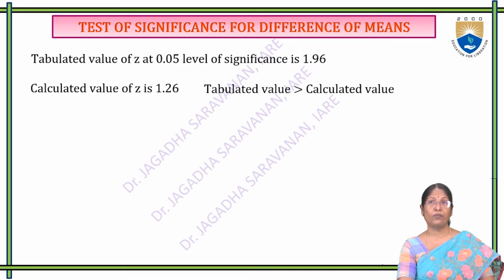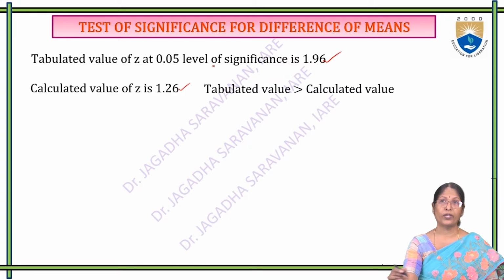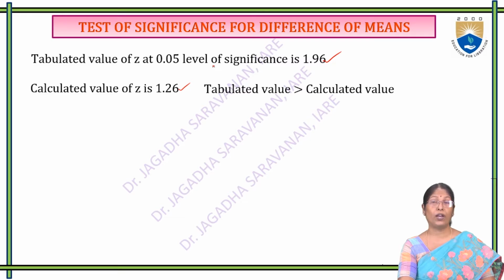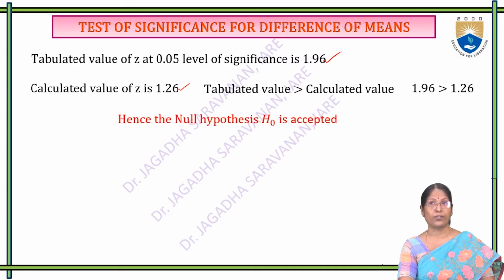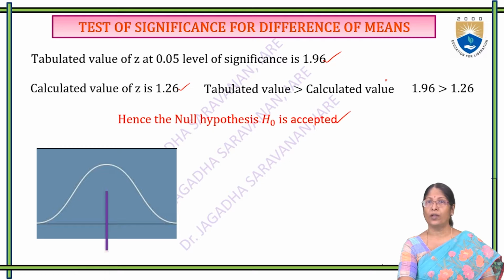So the tabulated value, we got it. This is the tabulated value. This is the calculated value. The tabulated value is more than our calculated value. If the tabulated value is more, then the null hypothesis is accepted. So we accepted. Now we can see the graphical representation of this problem.